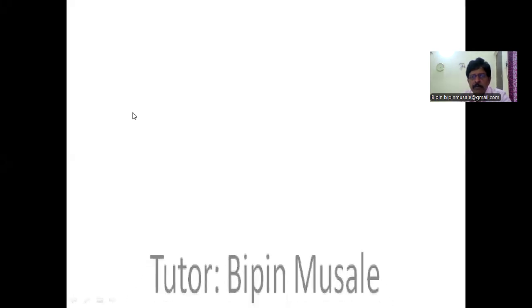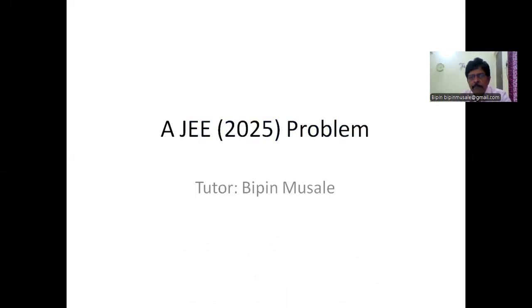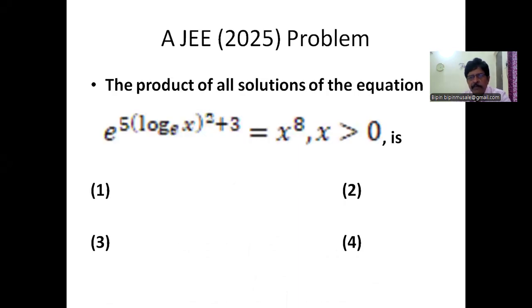So my name is Bipin Musale, and this problem appeared in the joint entrance examination of IIT in 2025. The problem reads like this. Find product of all the solutions of this equation.